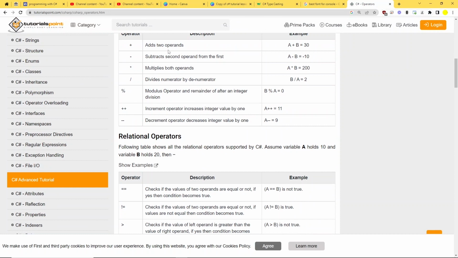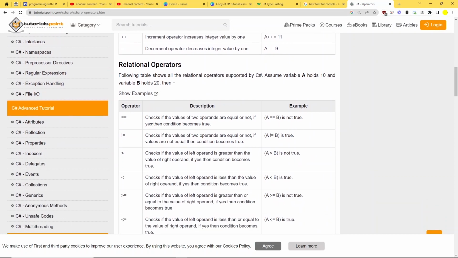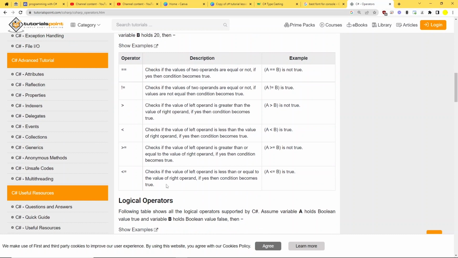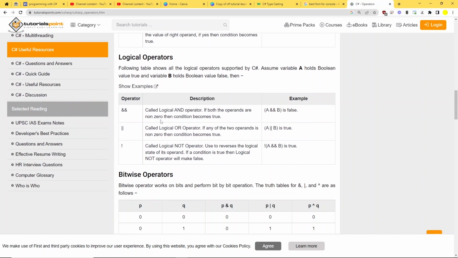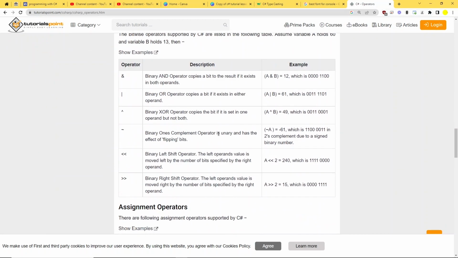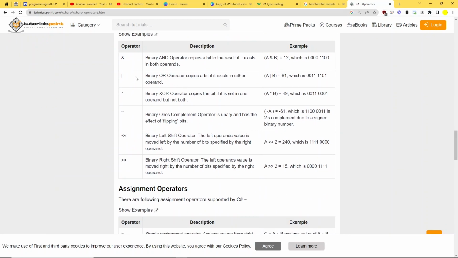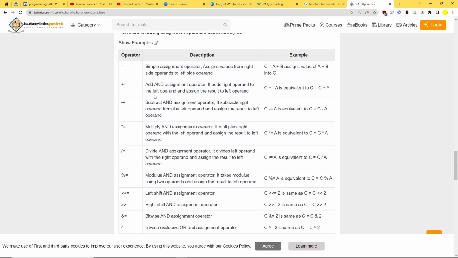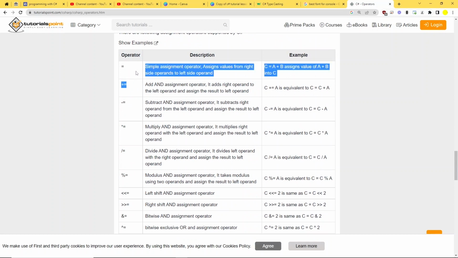So you should know all of this stuff. You should know these ones, all of these ones. And you should know these ones. And you should know these two, okay? And that's really all you need to know from this page.